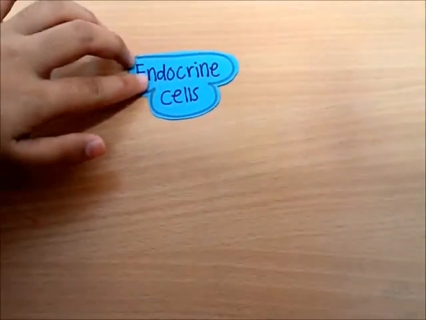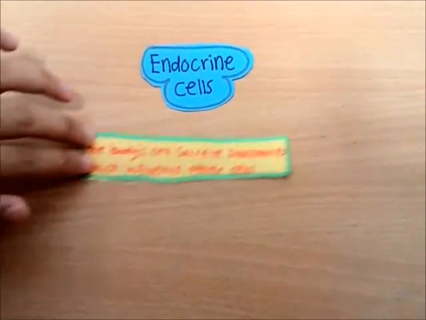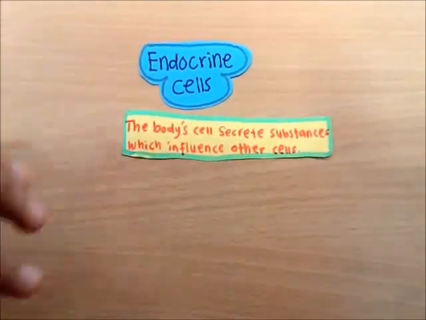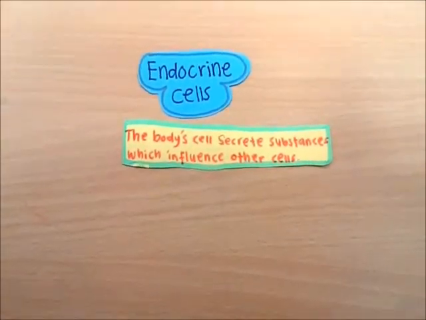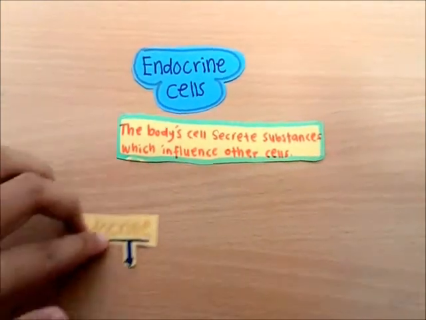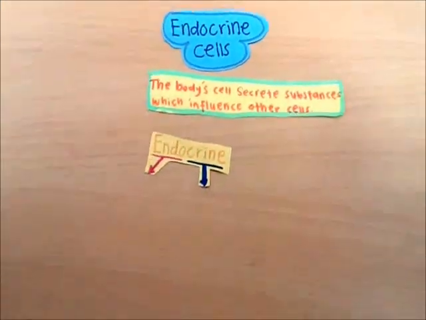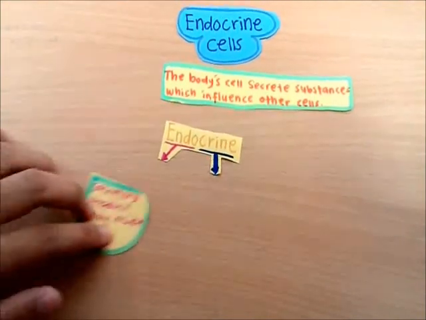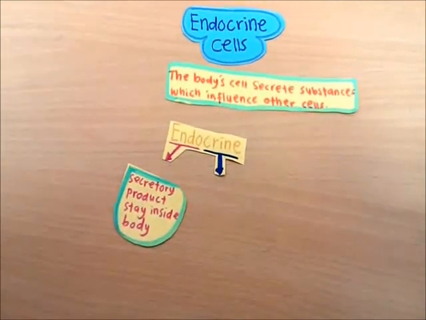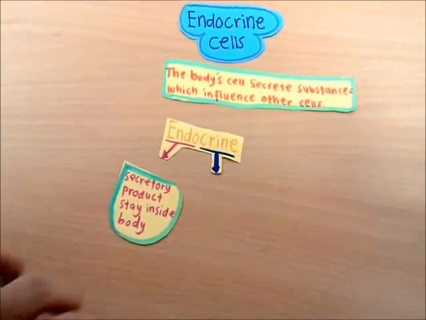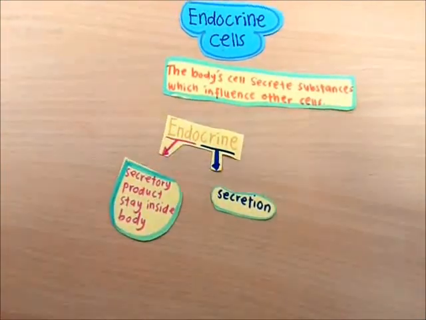This part is the endocrine cell. An endocrine cell is a body cell that secretes substances which influence another cell. Endocrine consists of two parts, endo and crine. Endo means secretory products stay inside the body, and crine means secretion.